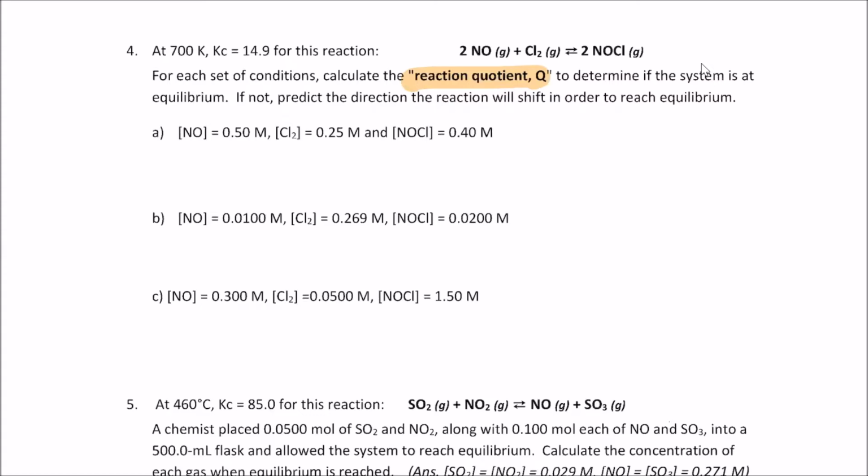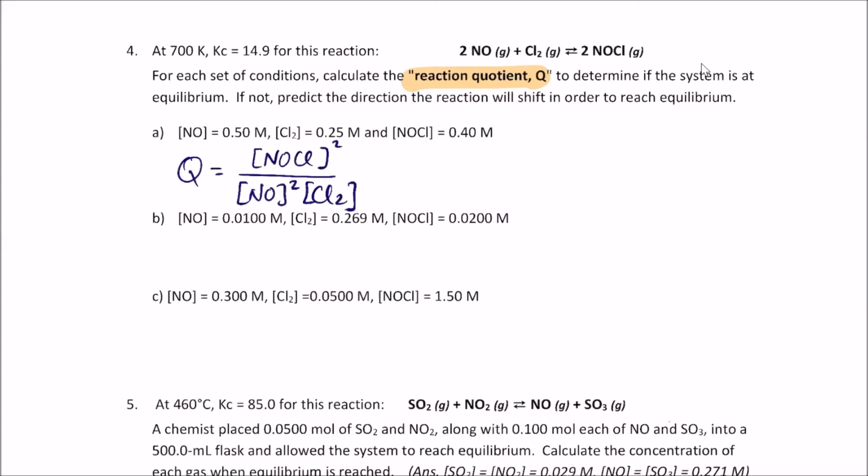So look at that balanced equation. Write the expression for Q in the space after part A. If you understood what I just said, the expression for Q is the same as the expression for Kc. So it's going to be the concentration of NOCl squared divided by the concentration of NO squared times the concentration of chlorine.